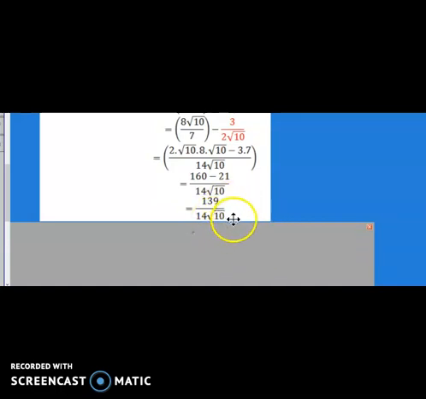That means, for those who can't remember, I will have to multiply with square root of 10 over square root of 10. So square root of 10 multiplied with square root of 10 will give me 10, multiplied by 14 is 140, and 139 square root of 10 over 140.